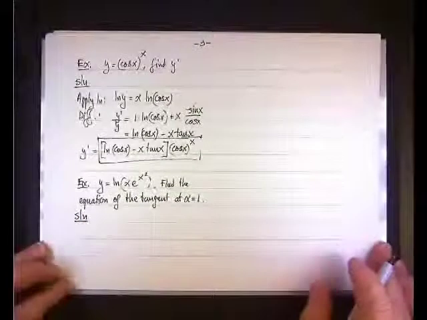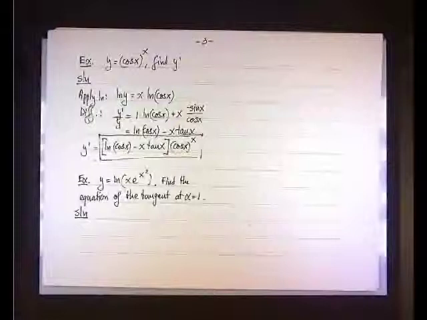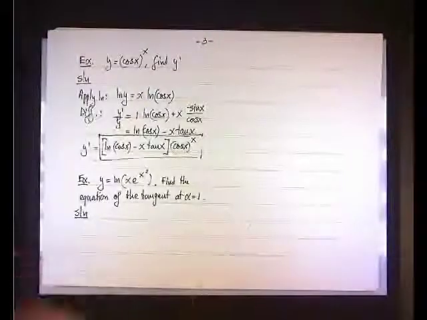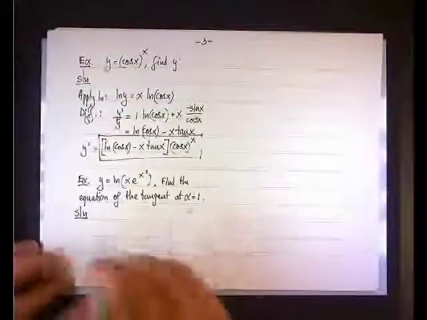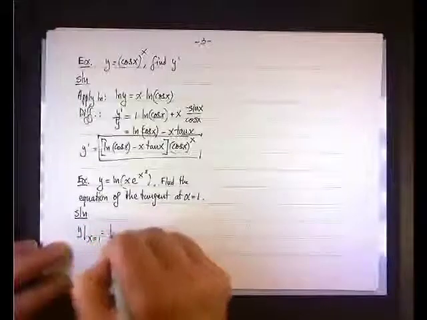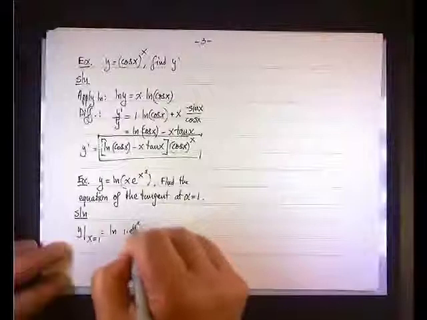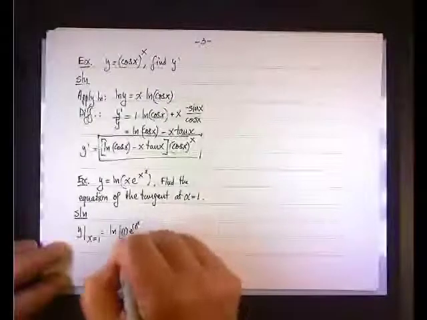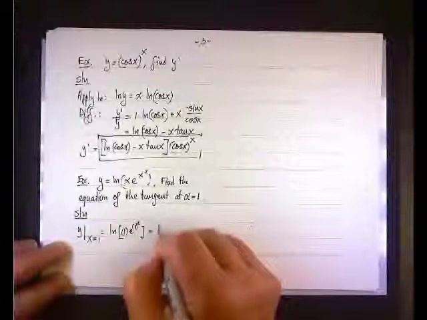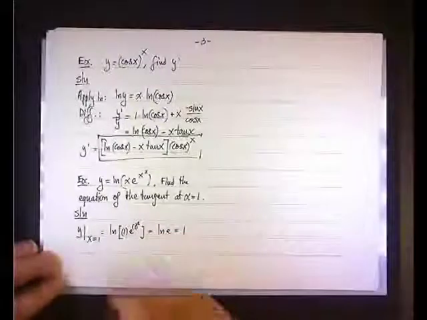All right, so since you're all educated, you know that in order to find the equation of a line, I need the slope and I need the point. Okay? We've done this before. So since I don't have a point, I need to find a y value. So the y value when x equals 1 is simply the natural log of 1 times e to the 1 squared, like so. Okay? So it's the natural log of e, which is 1. So the point is 1, 1.